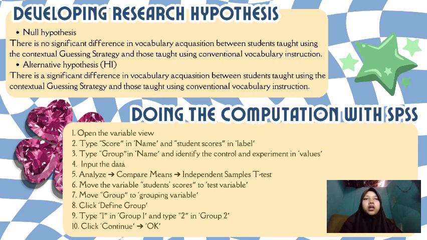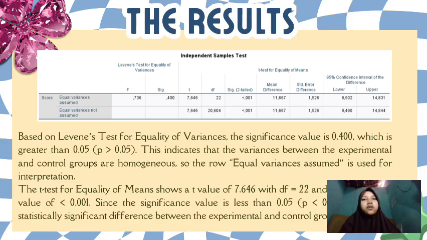Next, we go to inputting data into SPSS. First, open the variable view, type score in name and student score in label, type group in name, and identify the control and experiment in value. Enter the data, and then we click analyze, compare means, and then independent sample t-test. After that, move the variable student score to test variable, and then move group to grouping variable. After that, click define groups, and then type 1 in group 1, type 2 in group 2, and then click continue, and then okay. So we have the SPSS output as follows.